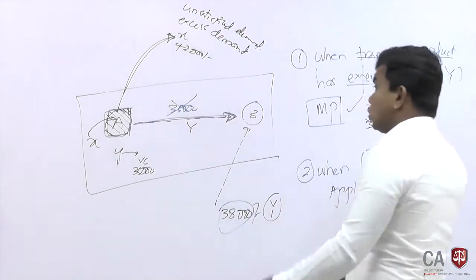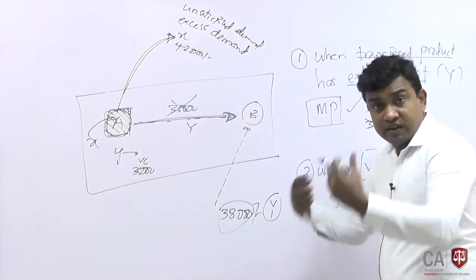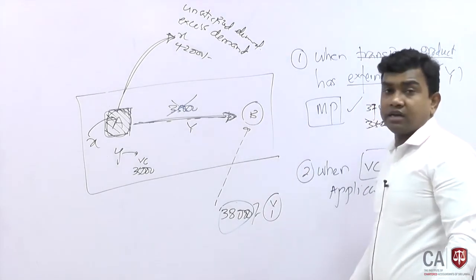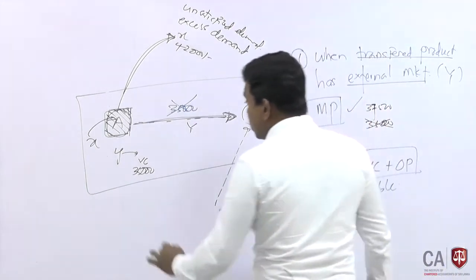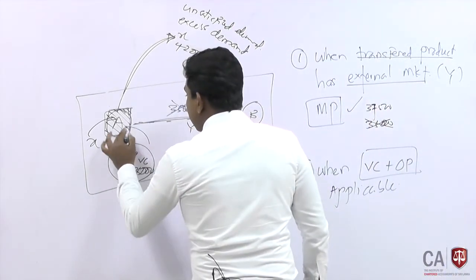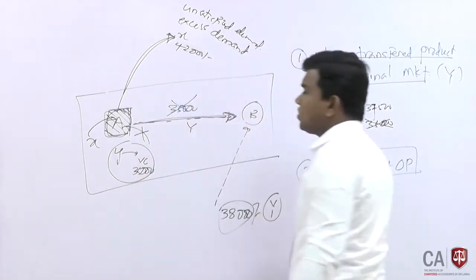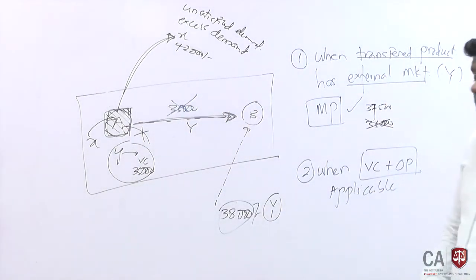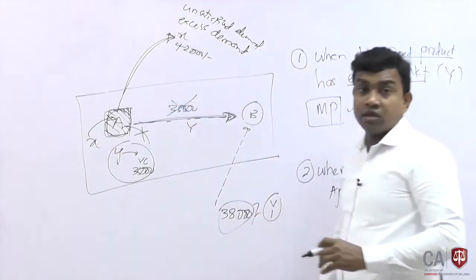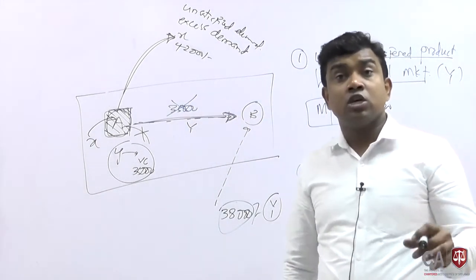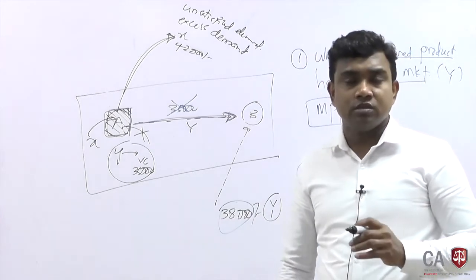That means you can produce further and supply the external market with product X. That means you cannot produce Y within the organization. If you produce Y, you have to stop the production of X. If you stop the production of X, you will lose the market margin.